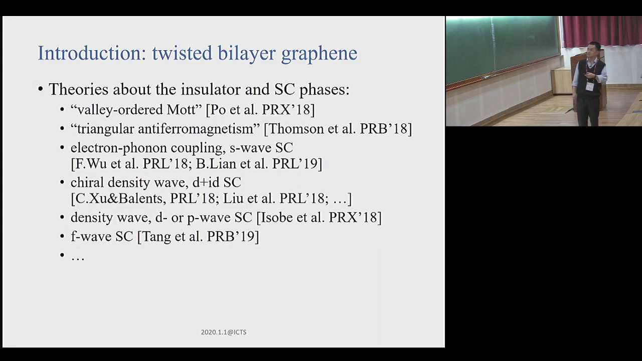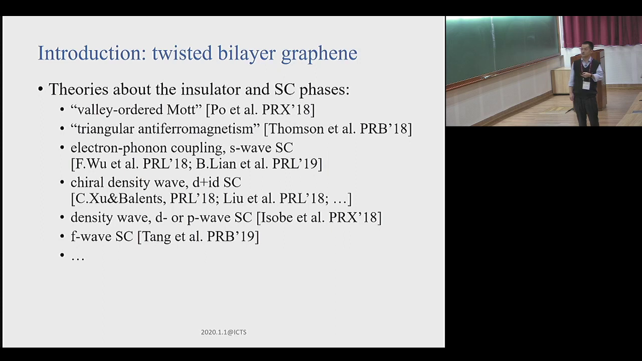So this is Ashvin and Senthil's work, which proposes a so-called valley-ordered Mott insulator. I still have to figure out the exact meaning of that. And I think this is Subhro's idea, that this may be a spin density wave with 120-degree-like antiferromagnetic order. And for the superconductor, people also made various predictions. This is McDonald's group and Bernevig's group.